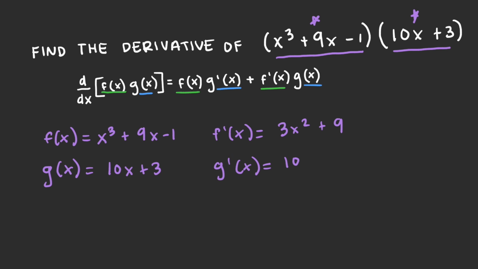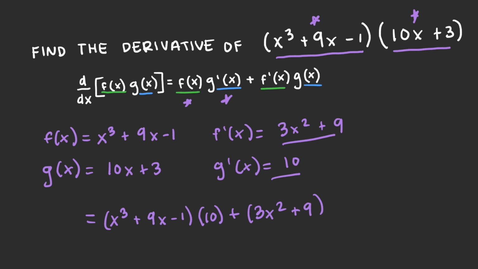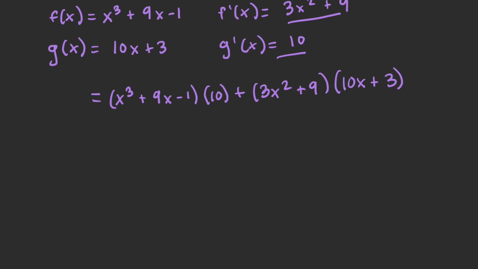Okay, so if we plug all of that back in, remember we need f of x, which is x cubed plus 9x minus 1, times g prime of x, which is 10, plus f prime of x right here, 3x squared plus 9, times g of x, which is 10x plus 3. And this answer right here would be right, but if you're required to simplify, there's a bit more work to do. So let me scroll down.